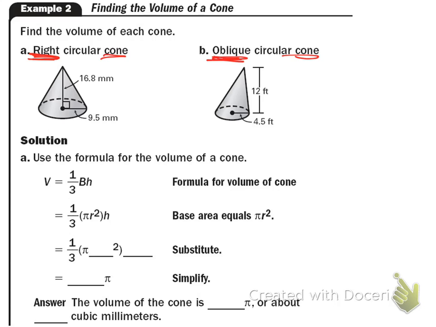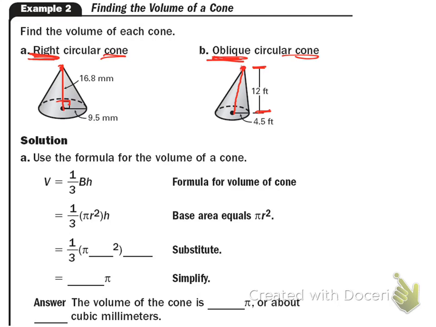Notice the difference. In the right cone, remember, the line drawn from the vertex to the center of the base is perpendicular to the base. It stands straight up and down. Okay? In an oblique cone, if we were to draw the line from the vertex to the center, it does not form a right angle, so the height has to be drawn on the outside.